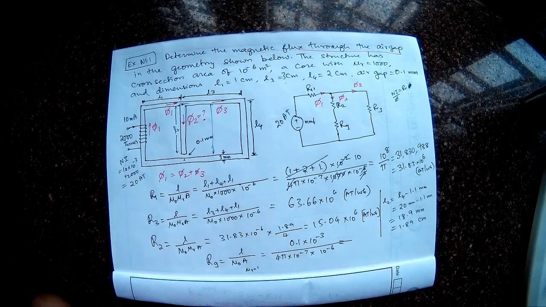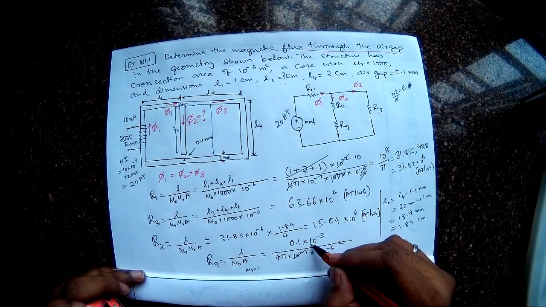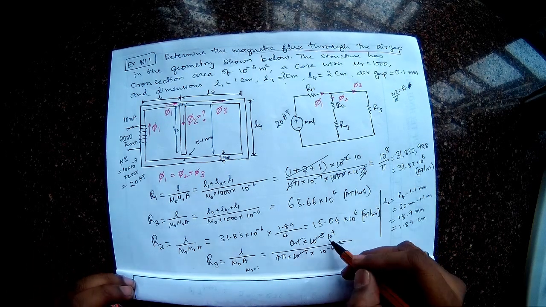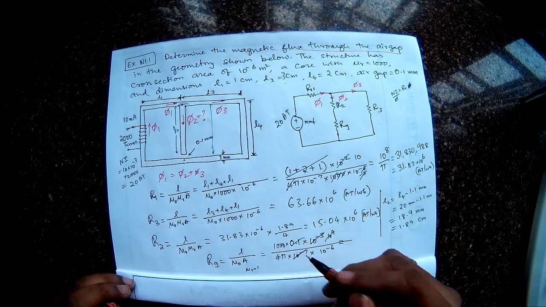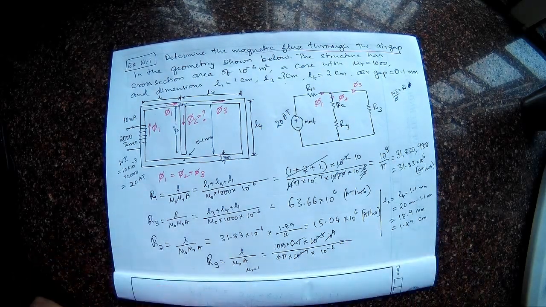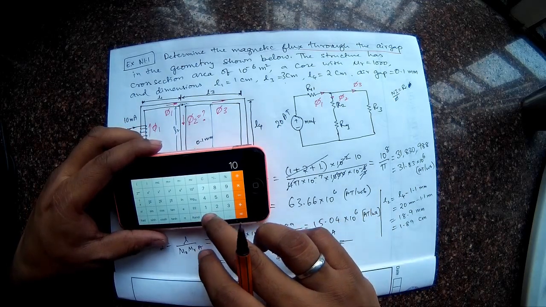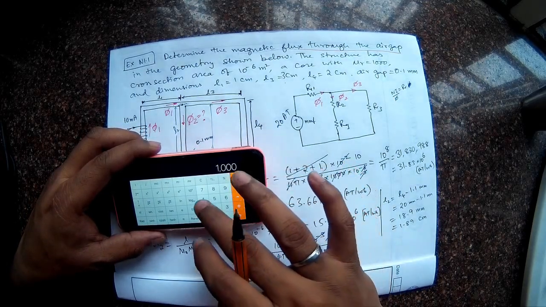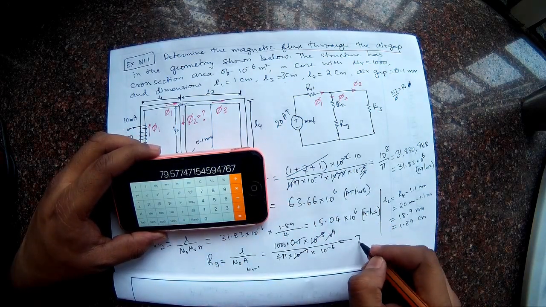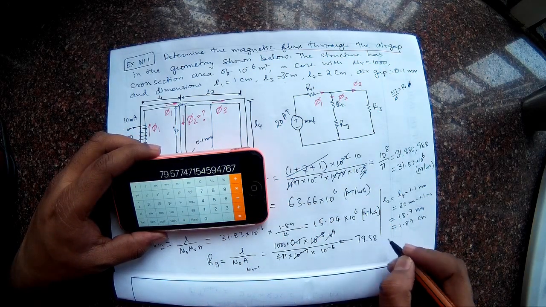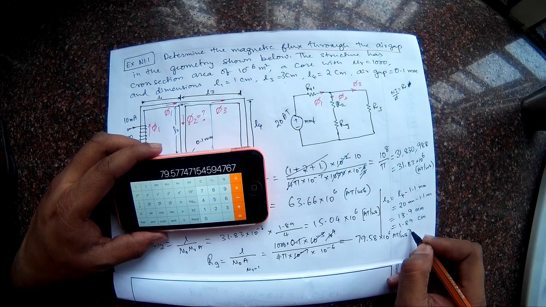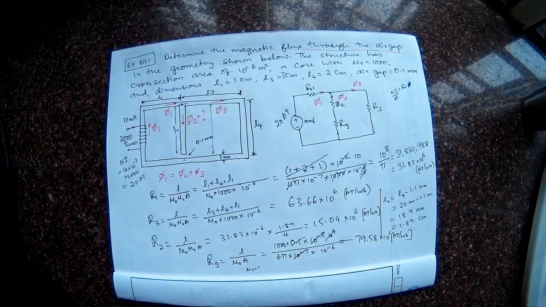So 10 power minus 7 goes up, it becomes 10 power 4. Okay. So 0.1 to 10 power 4, this will become 1000. So 1000 divided by 4 pi into 10 power 6 I'll be getting. Okay, so that is a calculation, 1000 divided by 4 divided by pi. So I get 79.58 into 10 power 6 ampere turns per Weber. Okay. So now I have calculated all the values.